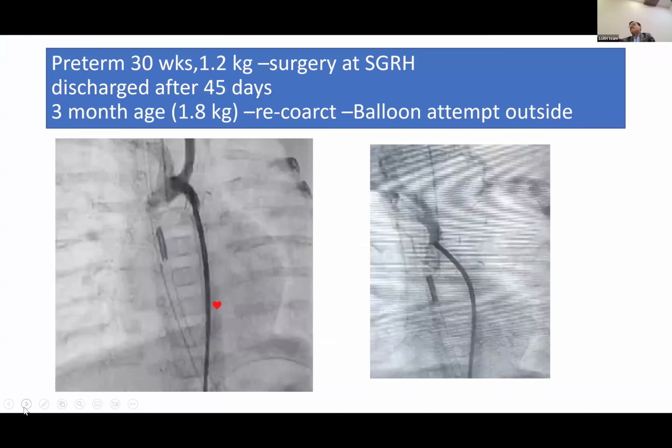This is an interesting patient actually. Preterm, 30 weeker, 1.2 kg child. Surgery was done at our institute. Discharge after 45 days. Long stay, BPD, prematurity, feeding issues. At 3 months of age, recoarctation. Now the child is 1.8 kg. A balloon attempt was done outside. This is the angiogram of the balloon attempt.